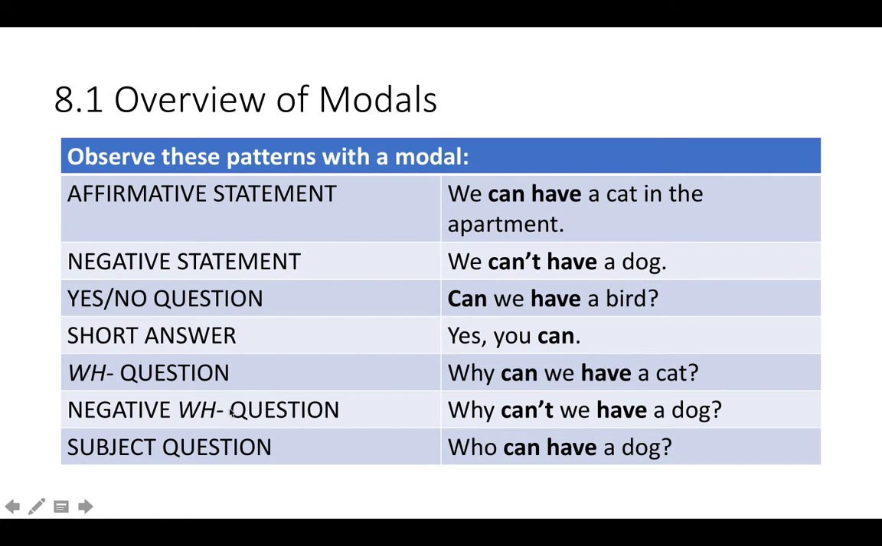And WH question, why can we have a cat? And a negative WH question, why can't we have a dog? And here I'm asking who can have a dog.